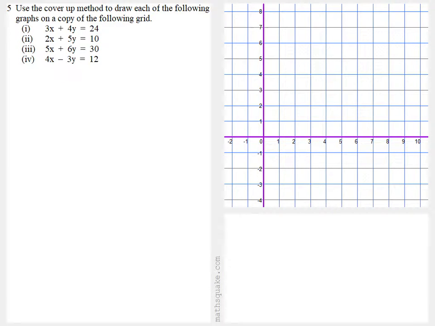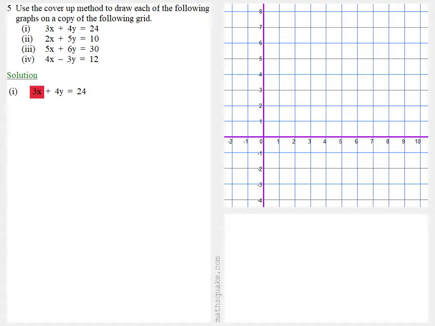In question 5, we're asked to use the cover-up method to draw each of the following graphs on a copy of the following grid. And we have 3x plus 4y equals 24, 2x plus 5y equals 10, 5x plus 6y equals 30, and 4x minus 3y equals 12. Now to solve this, let's look at the first one, 3x plus 4y equals 24.